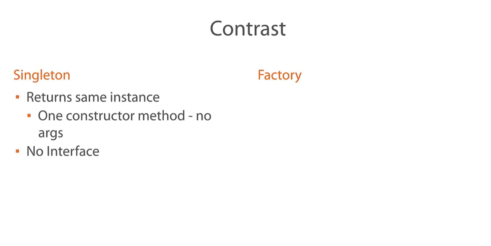And then there is typically no interface. Since this is a private constructor and a private instance inside of it, we don't expose an interface to help us adapt to different types of objects returned.